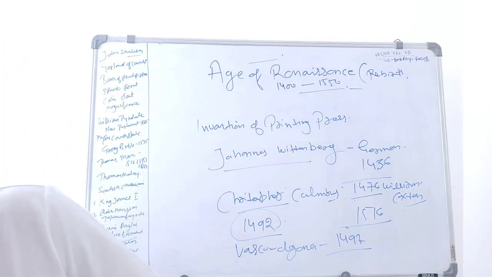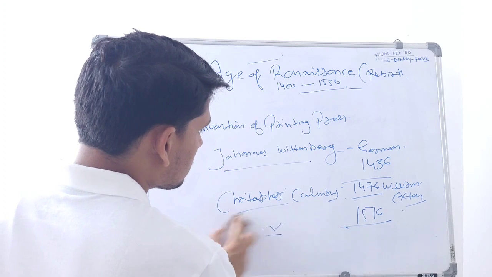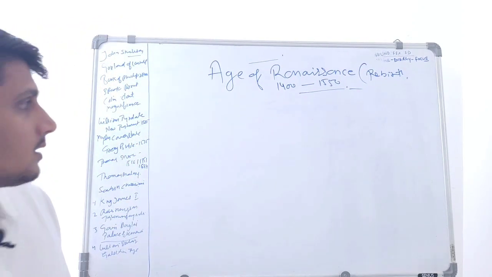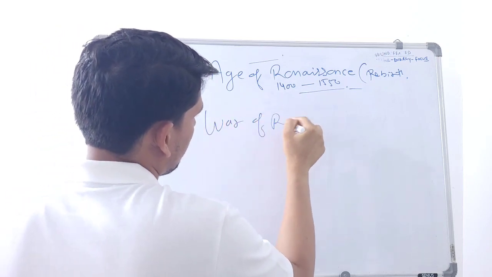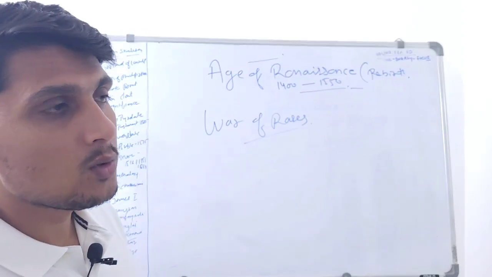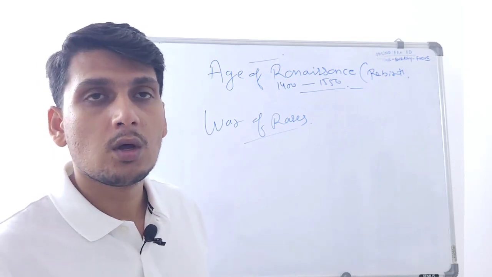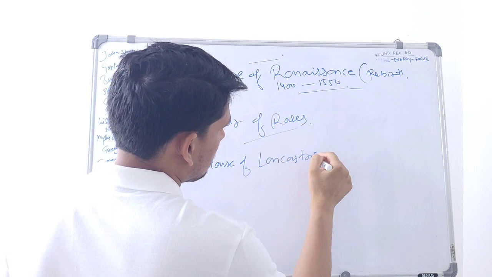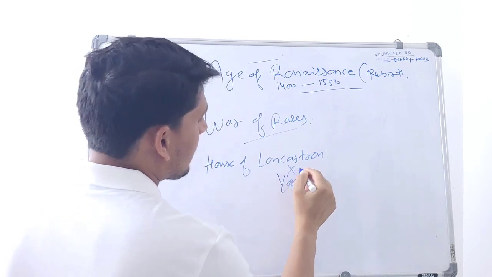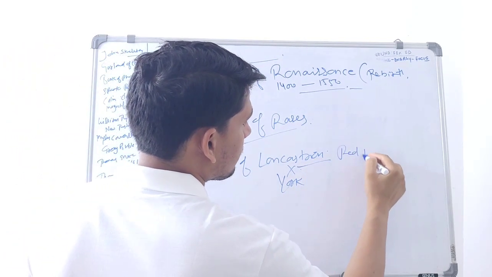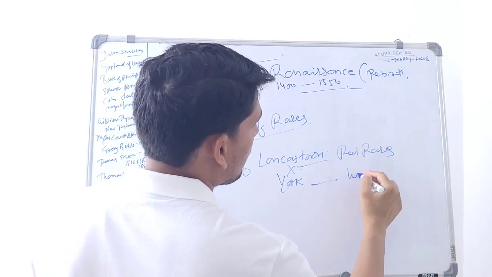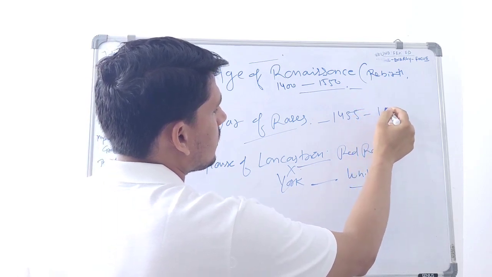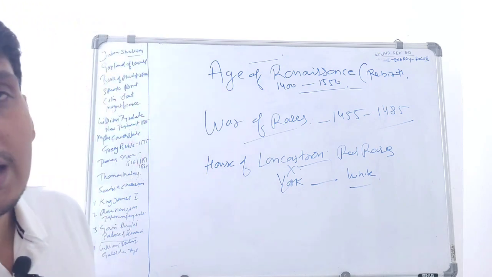Besides this, another very, very important event, which helped England to be a part of this whole movement, the age of Renaissance, is the end of the War of Roses. The War of Roses was a civil war to gain power in England, to sit on the throne of England. It was between the House of Lancaster and the House of York. The House of Lancaster symbolizes the red rose and York symbolizes the white rose. It was fought between 1455 and 1485. Almost for 30 years this war was going on.